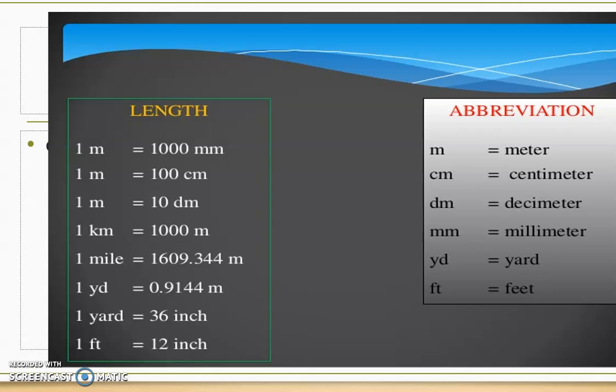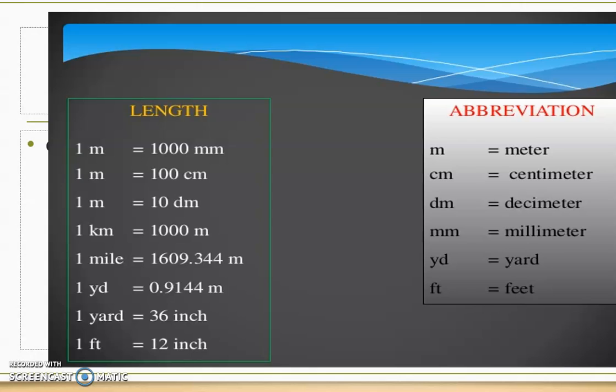So starting with the length. Length, we know the units are mm, centimeter, decimeter, millimeter, yard, feet. These are the units associated with the length. Length can be converted from meter to mm, that you can see on the screen.